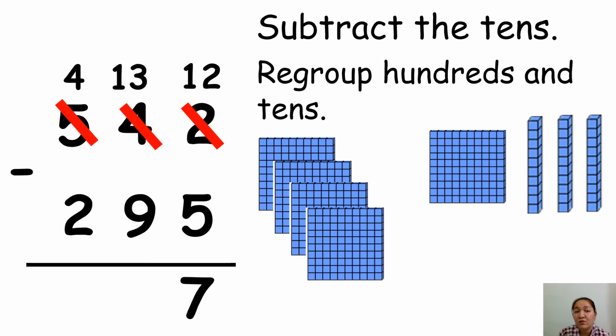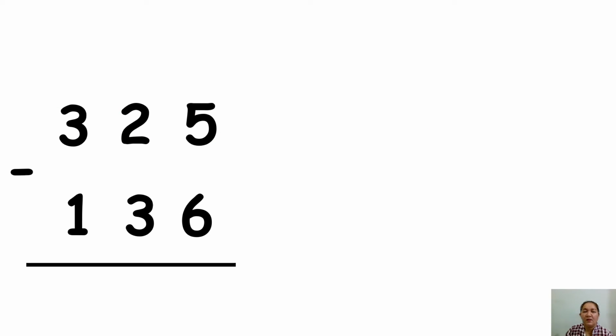So we can now subtract. 13 minus 9 is 4. Then 4 minus 2 is 2. 542 minus 295 is equal to 247. Let's subtract 325 minus 136.